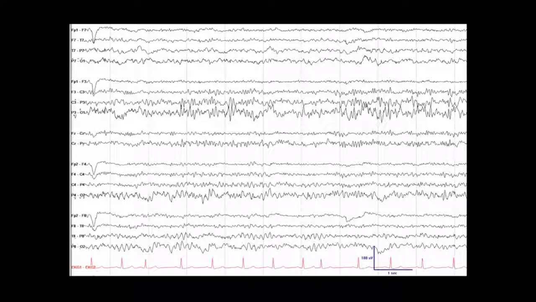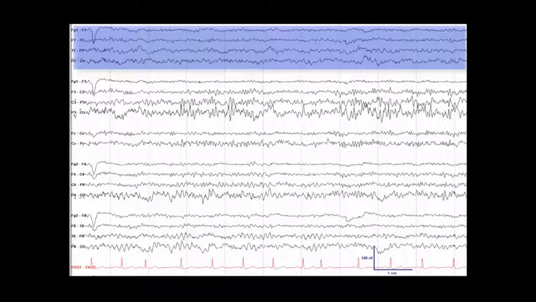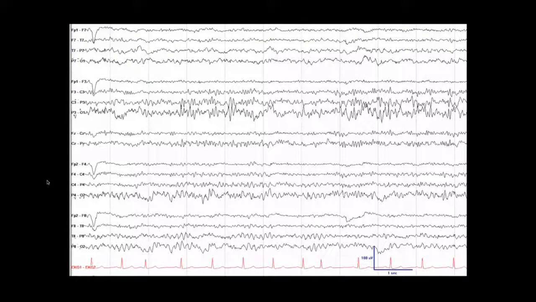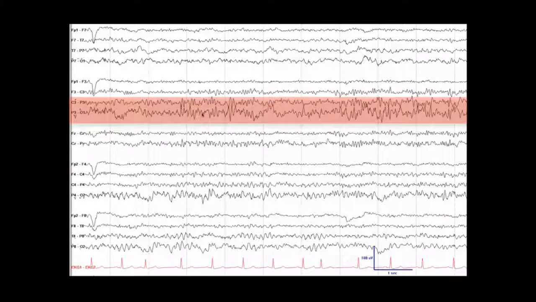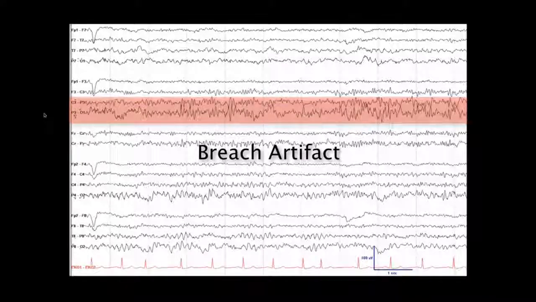Here is one last example of a focal abnormality. Again, comparing left to right, we can see that there is some polymorphic slowing in the left hemisphere that we do not see on the right, particularly in the left temporal region as compared to the right. In addition, we see that there is higher voltage of some of the faster activity in the alpha and beta range in the left posterior head region as opposed to the right. This is a breach artifact.